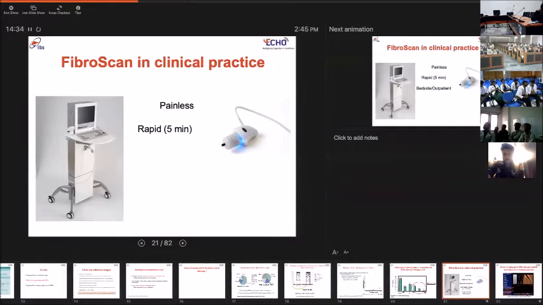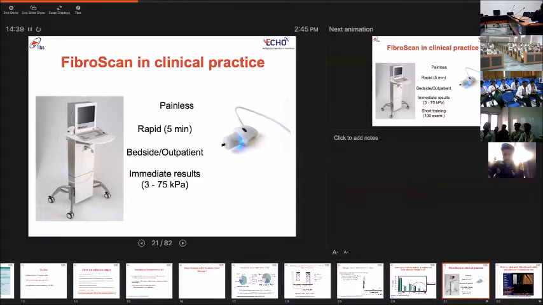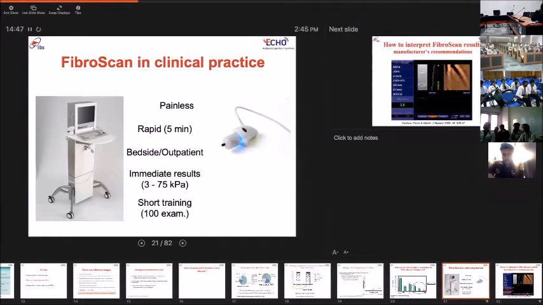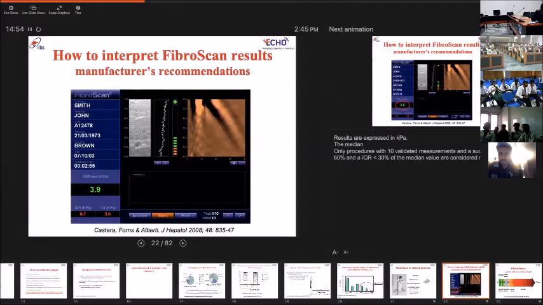It is a painless, rapid, bedside outpatient test, and usually gives an immediate result, and the value ranges from 3 to 75 kilopascals. The training program is usually very short, and a patient can learn FibroScan in 100 examinations. This basically shows the normal FibroScan.